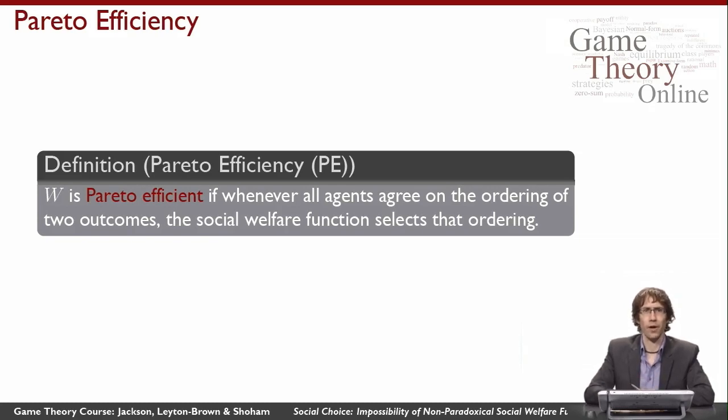We'll say that a social welfare function W is Pareto efficient if any time it's the case that all of the agents agree on the ordering of two outcomes. If everyone thinks that candidate A is better than candidate B, then the social welfare function also agrees about that part of the ordering. So it might say all kinds of other things about candidates C, D, and E, but if everybody thinks that A is better than B, then the social welfare function also is going to tell us that A is better than B. It's going to put A somewhere higher in the ranking than B. And that's all we're requiring by Pareto efficiency.